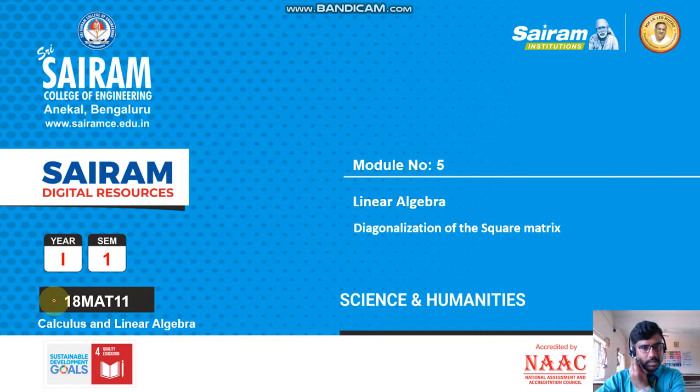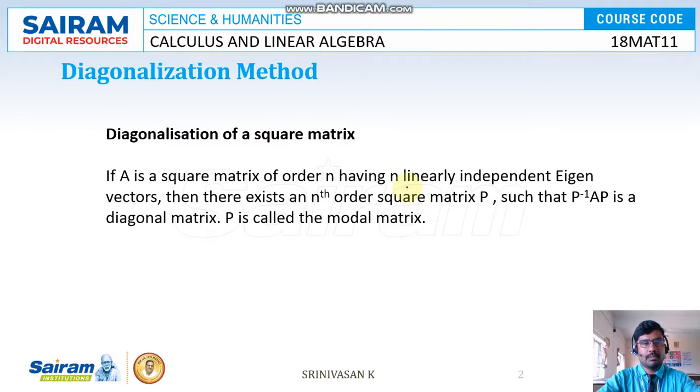In this video, we will discuss module number 3. The module name is linear algebra. In this topic, we will discuss the subtopic of diagonalization of the square matrix. We'll discuss what the diagonal matrix is and how to find the diagonal matrix for a given matrix. First we'll discuss what is meant by diagonal matrix.